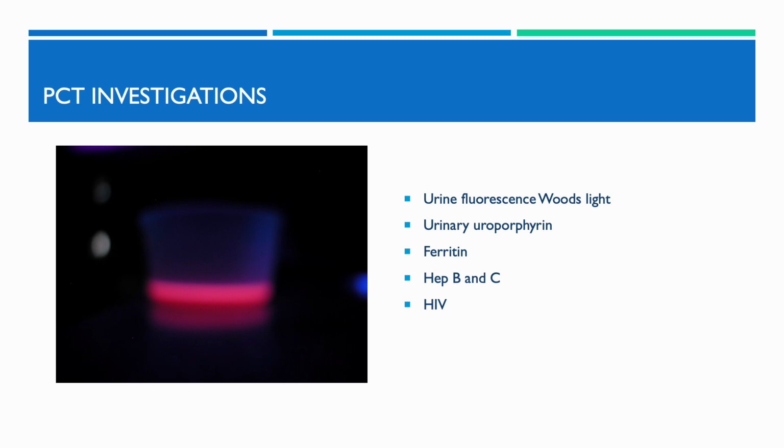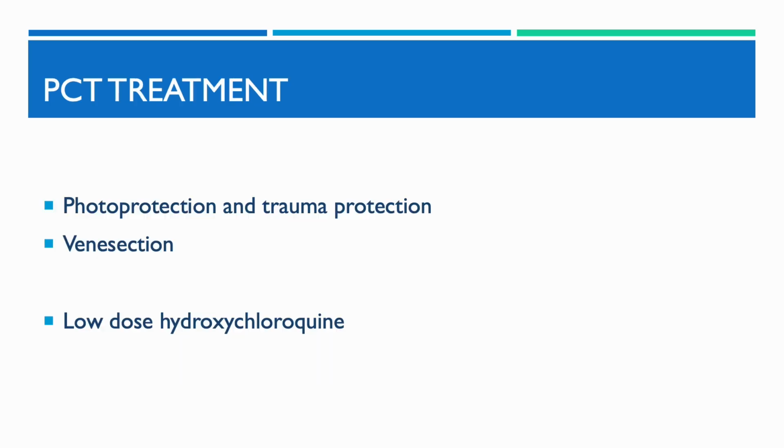your diagnostic workup. We treat PCT by protecting the back of the hands from sun exposure and trauma, for example using thin cotton gloves. Reducing iron overload by venesection will often control the blistering and symptoms of PCT. If this isn't practical, we can use low-dose hydroxychloroquine.